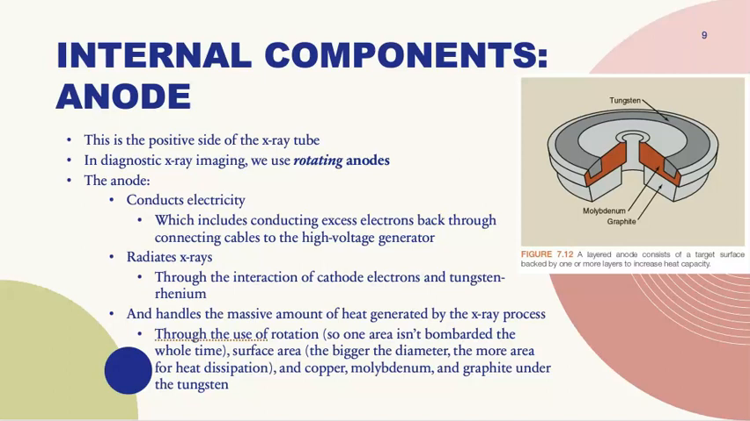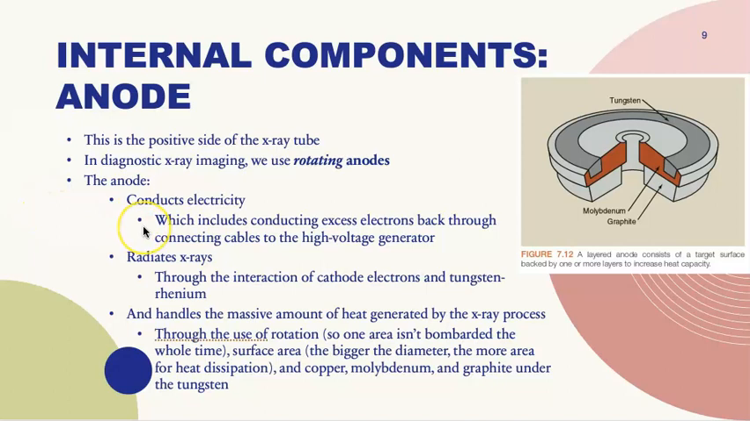Okay, now let's talk about the anode. This is the positive part of the X-ray tube, or positive side. In diagnostic X-ray imaging, we use rotating anodes. You'll see in the book they talk about stationary anodes, but I won't talk about that here because in X-ray we always use the rotating ones.